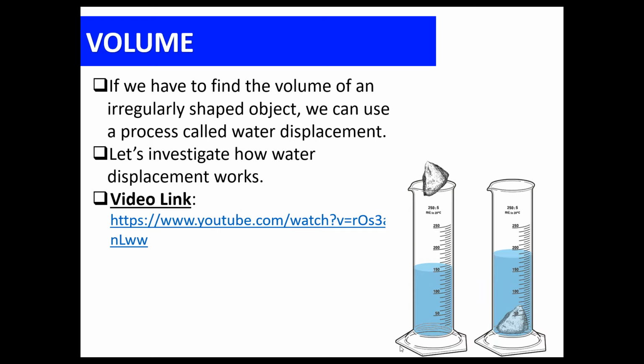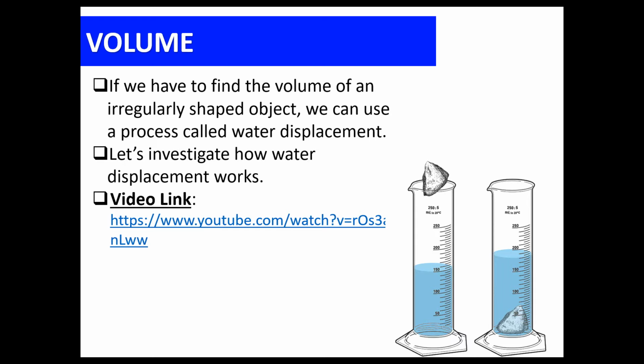We can also find the volume of an irregularly shaped object. So something that's not a liquid and it's not a rectangular solid, we can't do length times width times height. So anything that's irregularly shaped, we can use a process called water displacement. And basically what you do is you start with a measured amount of a liquid. So if you look at the picture, we're starting with 150 milliliters of this liquid or water.